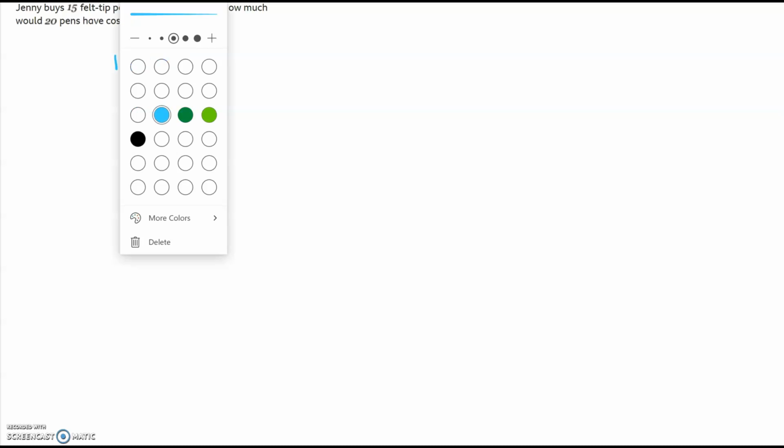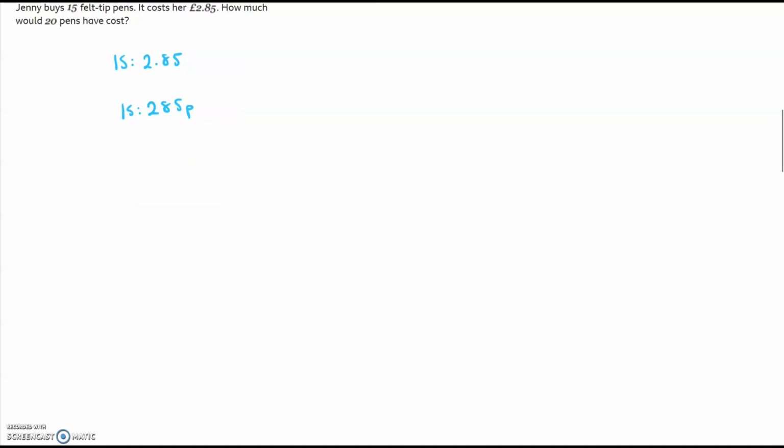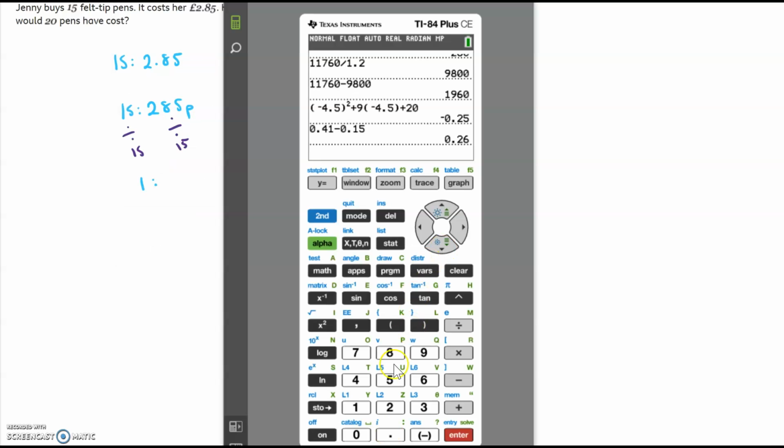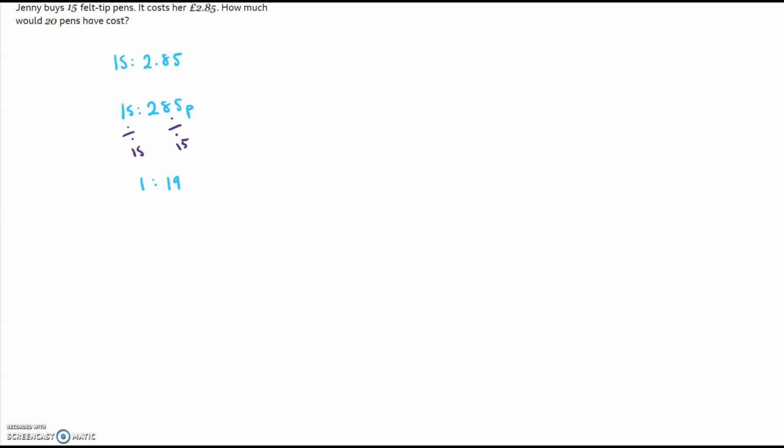Again, we're going to divide this through to get it down to 1. So I'm going to divide this side through by 15, and this side through by 15. I don't really want to do this one in my head, so I'm going to do 285 divided by 15. We get 19. So 1 pen is 19 pence.